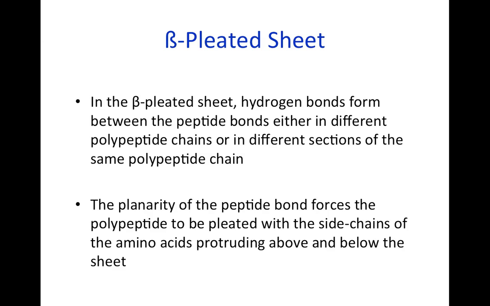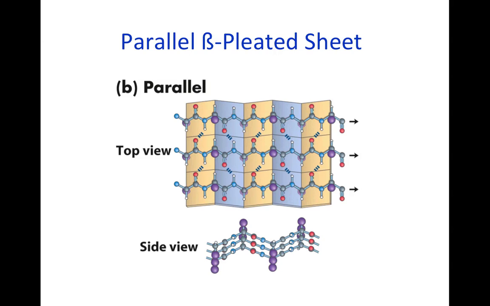Now we go to the secondary structure available, which is the beta-pleated sheet. Now in the beta-pleated sheet, hydrogen bonds form between the peptide bonds either in different polypeptide chains or in different sections of the same polypeptide chain. The planarity of the peptide bond forces the polypeptide to be pleated, with the side chains of the amino acids protruding above and below the sheet. Now your beta-pleated sheets could be either parallel or perpendicular. That depends on your C-terminal, N-terminal end orientation.